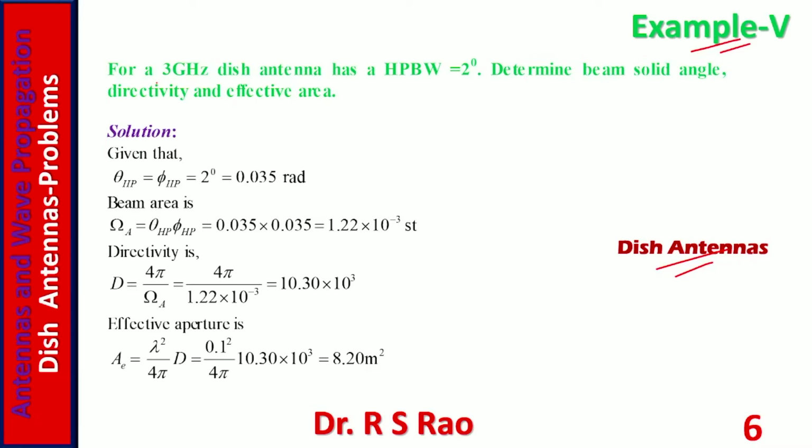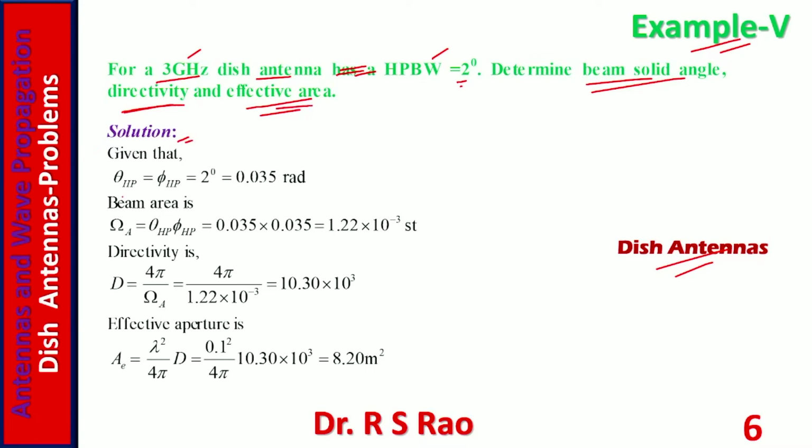Another problem on dish antennas. Example 5. For a 3 GHz dish antenna, half power beam width is equal to 2 degrees. Determine beam solid angle, directivity and effective area. So frequency is given, half power beam width is given. We are asked to find beam solid angle, directivity, effective area. How to get them? Let us see.